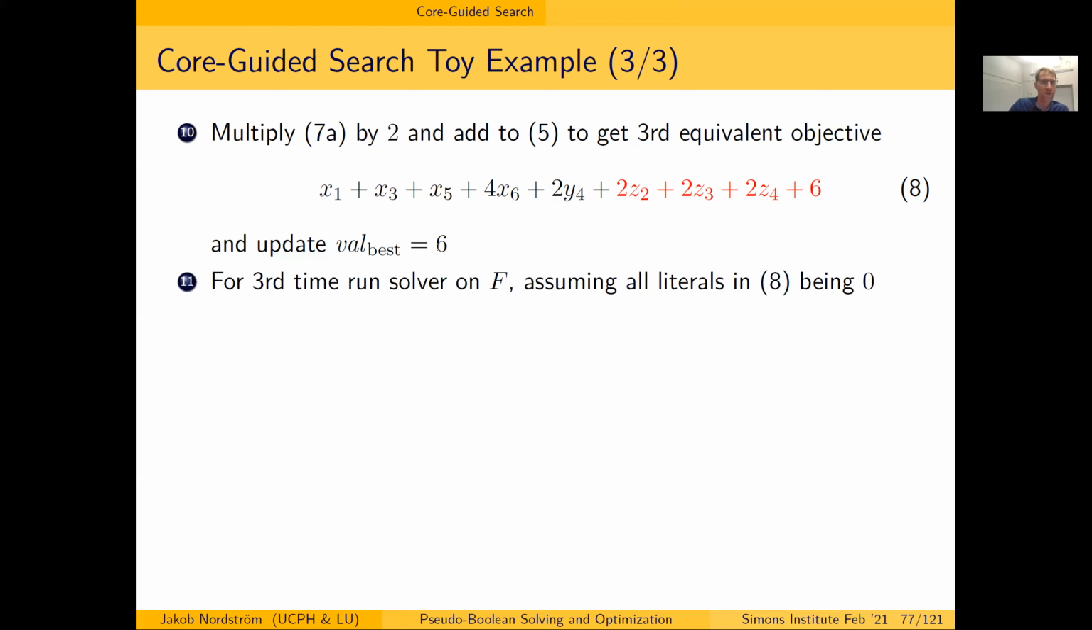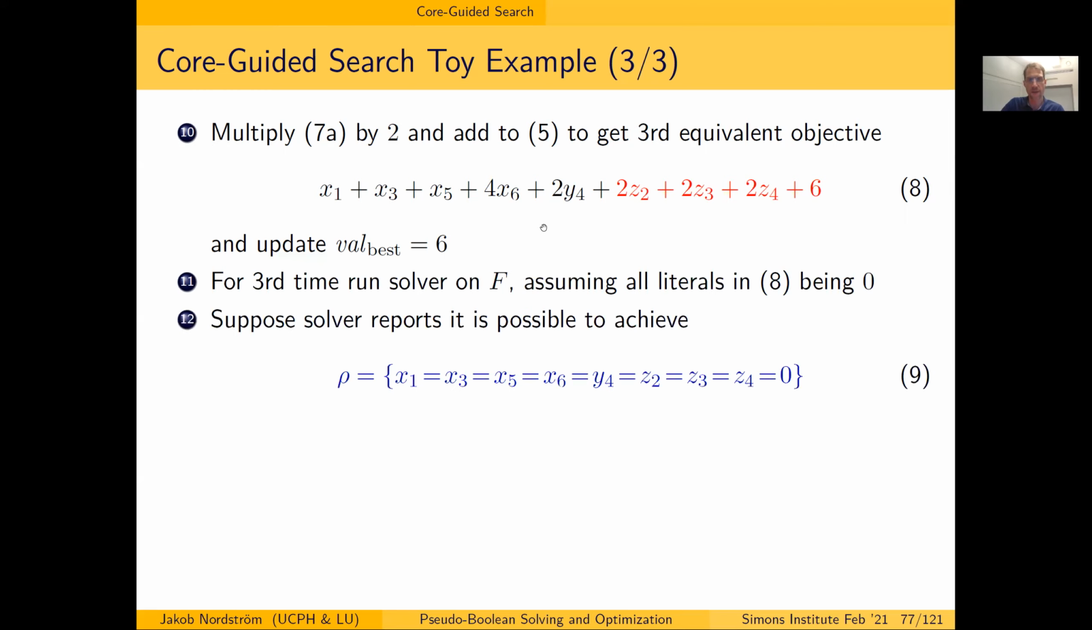And now for the third time, we run the solver again, and we assume all of these literals in the objective function to false. Now you remember in our linear search toy example, there was in fact a solution with value 6. So that should be the case here as well. And indeed, our pseudo-Boolean solver finds it. It reports that x1, x3, x5, x6, y4, z2, z3, z4 can all be assumed to false, and there is such a solution.